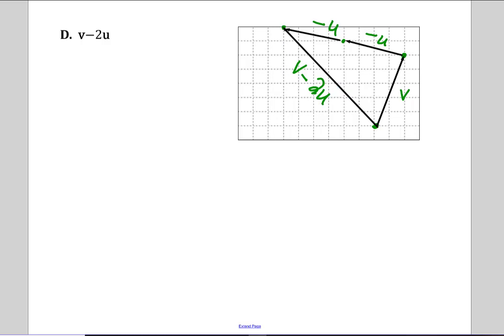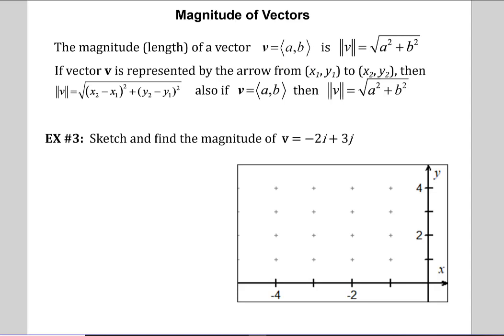Okay, on example 3, next we're looking at magnitude of vectors. So magnitude, again, that's the length of the vector, and we saw magnitude or absolute value in the last lesson. It's the same thing. We're finding the hypotenuse of a right triangle, if you want to think about it that way. If vector v is represented by an arrow from one point to another point, then the distance formula is how we find the magnitude. And if we have component form, then the magnitude is still the A component and the B component.